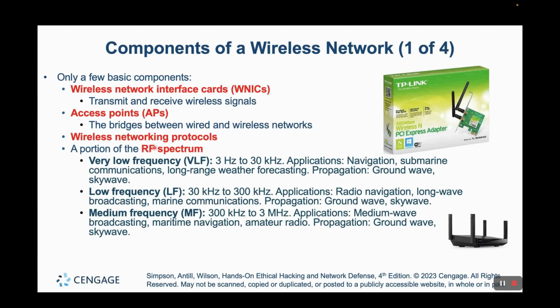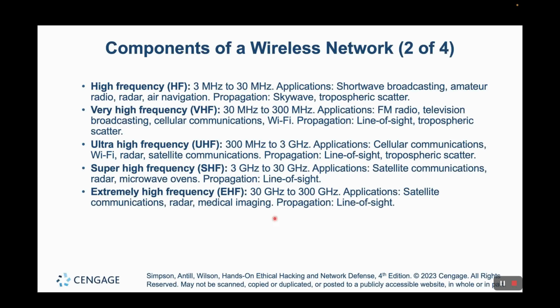Now, it also needs RF spectrum, and part of the RF spectrum is applied to the wireless technology we use at home. However, there are different types of RF spectrum, which can range from very low frequency, like 3 hertz to 30 kilohertz, with applications like navigation, submarine communication, long range weather forecasting, and ground wave propagation. And there's the low frequency one, and here you can see the range, medium frequency from 300K to 3 mega, and here we have the high frequency, 3 megahertz to 30 megahertz.